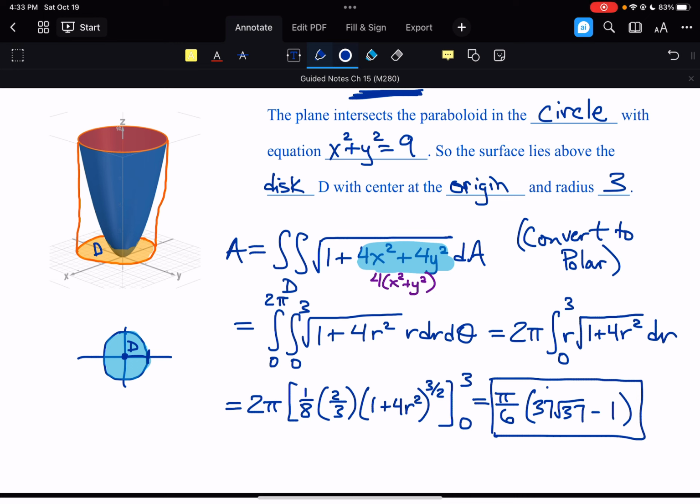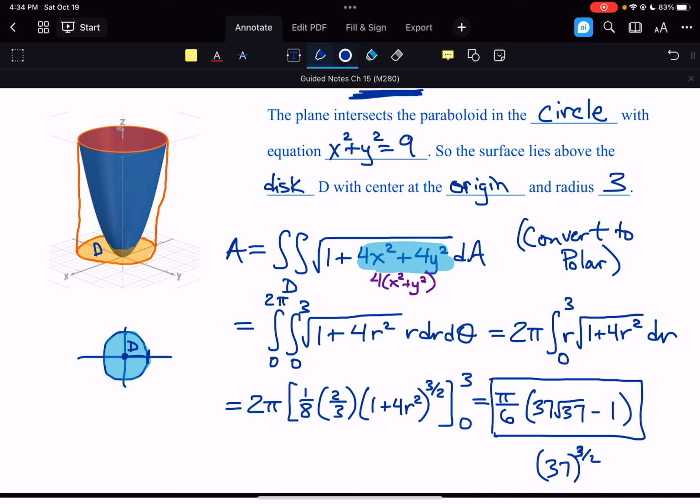The 37 root 37, that's also the same thing as 37 to the 3/2 power. But oftentimes the text and the homework and such write it out like this, just so you're aware that that's what that means, and that they are equivalent to each other.